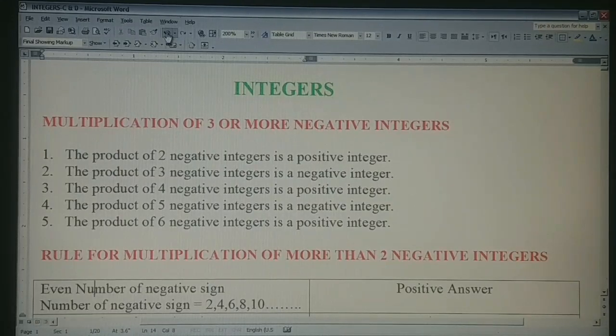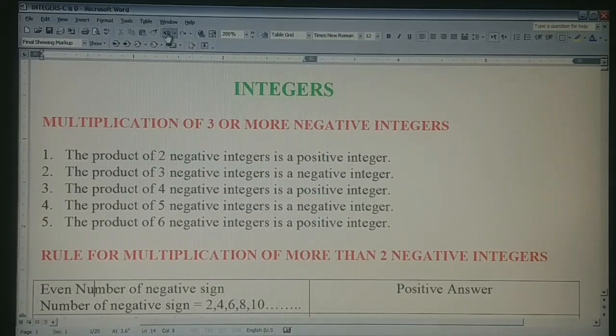Today we'll be learning another topic in integers, Part 3. We have already learned the multiplication rule for integers. But suppose instead of multiplying only two integers, what if we have to multiply more than two integers? Suppose we have to multiply 3 negative integers or 4 negative integers, 5 negative integers or 6 negative integers. How can we remember what sign the final answer will have?